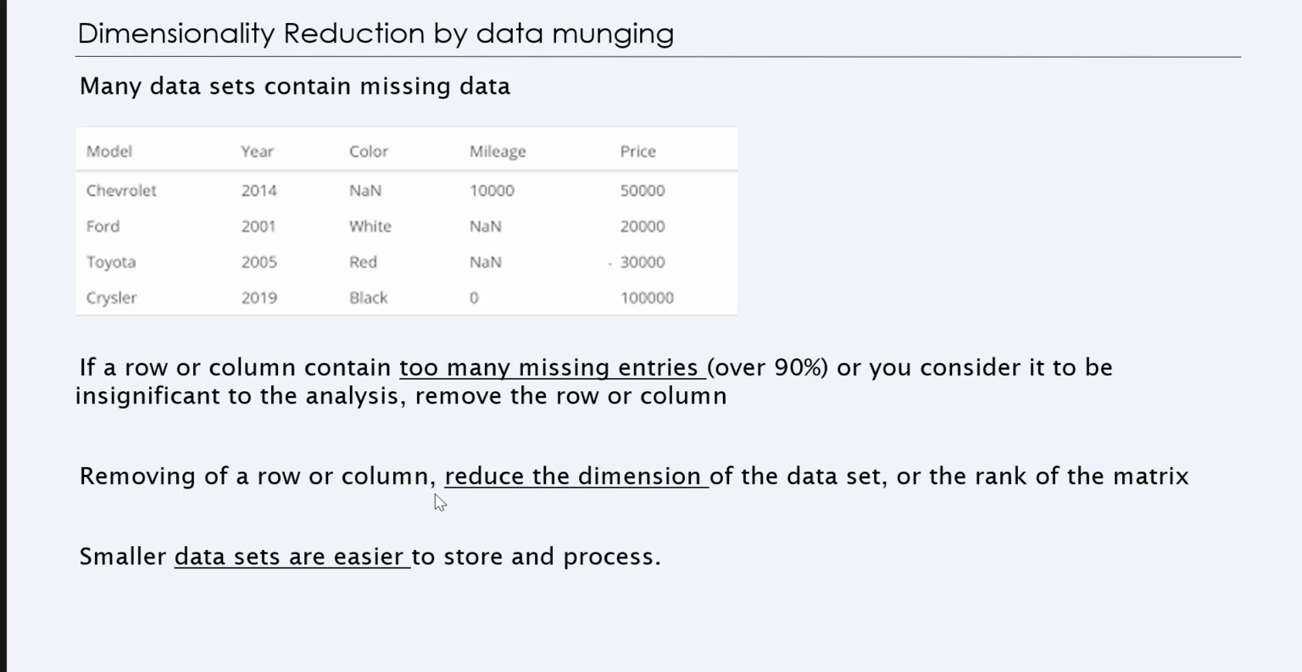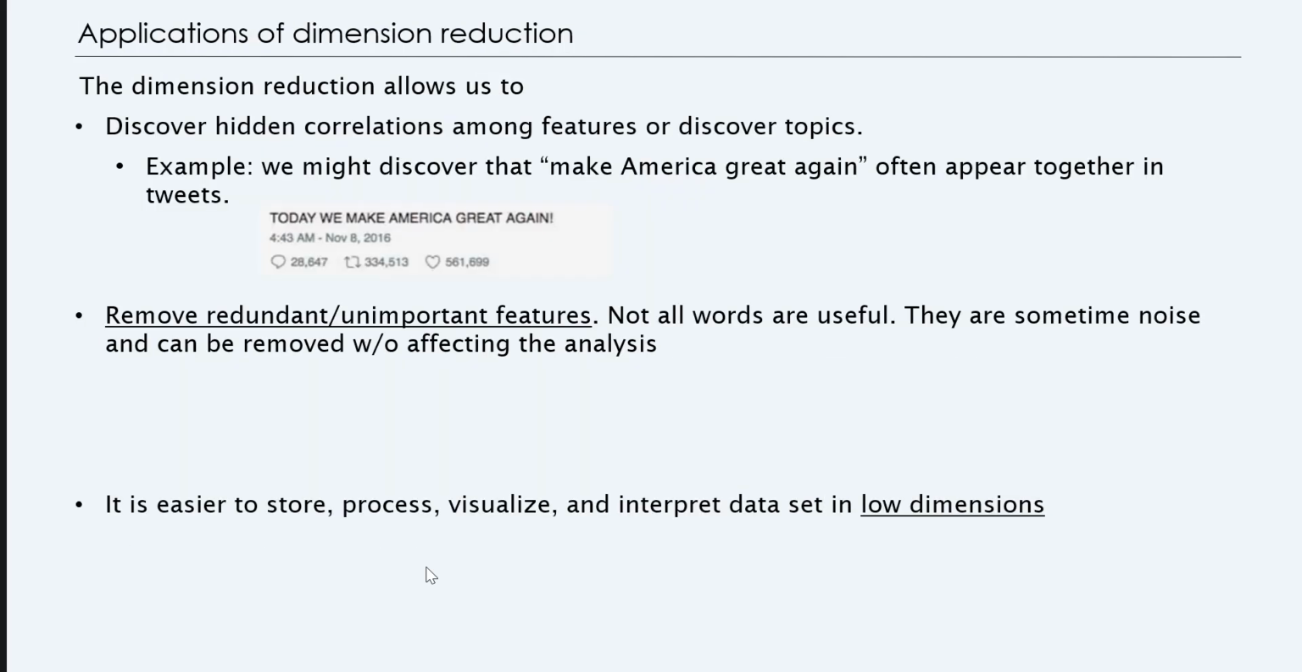This also says that if you remove a row or column, it also reduces the dimension, and the reduced dimension sets are easier to store and process and do the computation. So in this case, the applications of dimensional reduction.